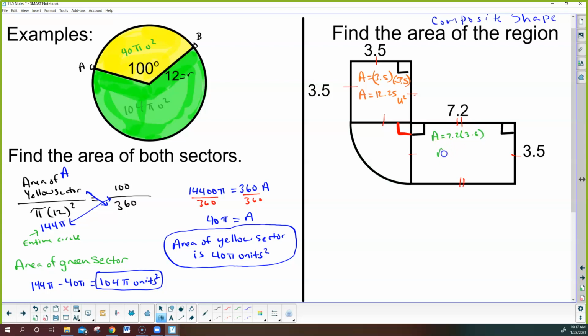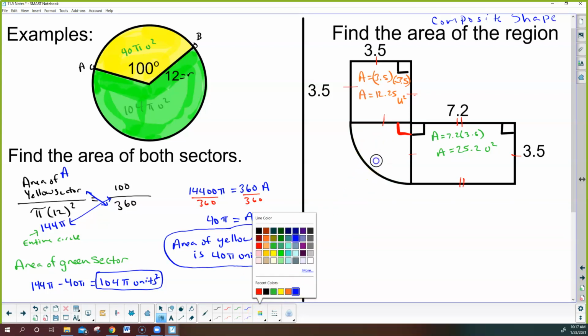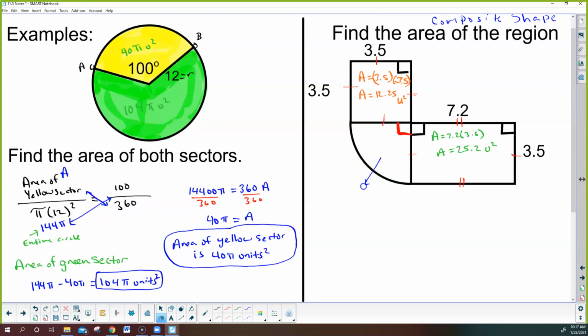And then the area of the rectangle, base times height. 7.2 times 3.5 is 25.2 units squared. So those are pretty quick. And now, like we said, there's a couple ways to do this one. And I really don't care what approach you take as long as you show your work so I can see what you're thinking. I'm going to do it as if it was the area of a sector.